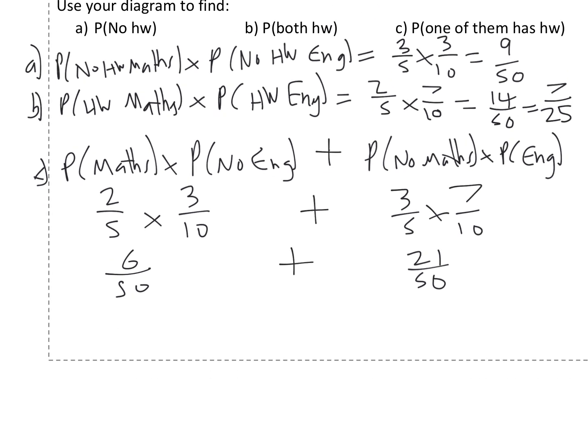And 6/50 plus 21/50 gives us 27/50. You notice I didn't simplify here, and that's because it made it easier to add the fractions later on. So don't be rushing to simplify, just simplify at the end if you can do.